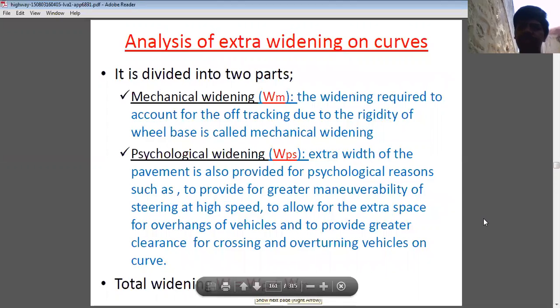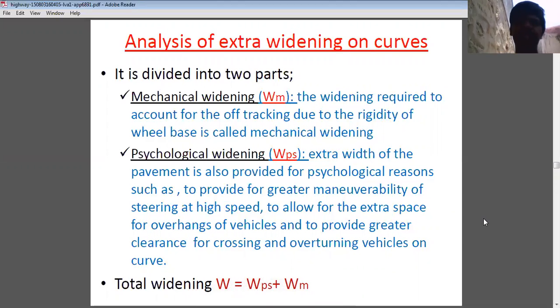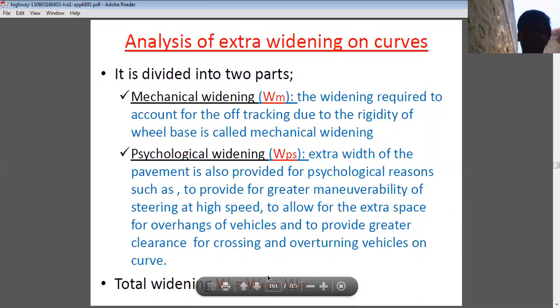Analysis of extra widening on the curves. First, mechanical widening: the widening required to account for off tracking due to rigidity of the wheelbase is called mechanical widening. Second, psychological widening: extra width of the pavement is also provided for psychological reasons such as greater maneuverability of steering at higher speed, to allow extra space for overhang of the vehicles, and to provide greater clearance for crossing and overtaking vehicles on the curve. Extra widening is given by mechanical widening plus psychological widening. Both are very important.